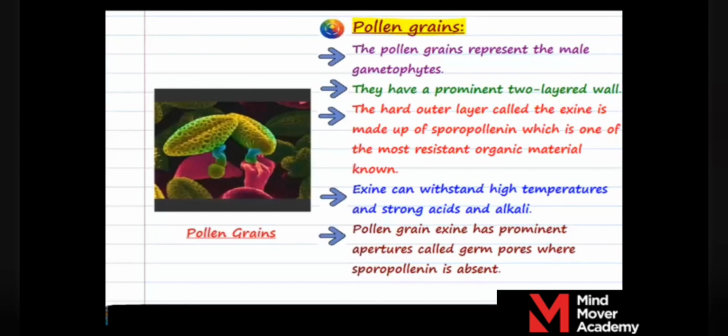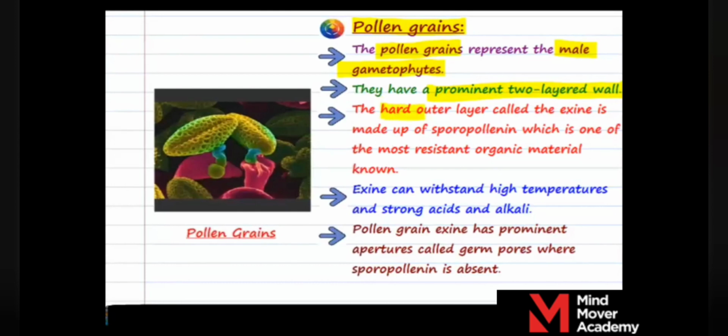What are pollen grains? The pollen grains represent the male gametophytes. So actually the pollen grains are the male gametophytes. They have a prominent 2-layered wall. So the pollen grains have a 2-layered wall.